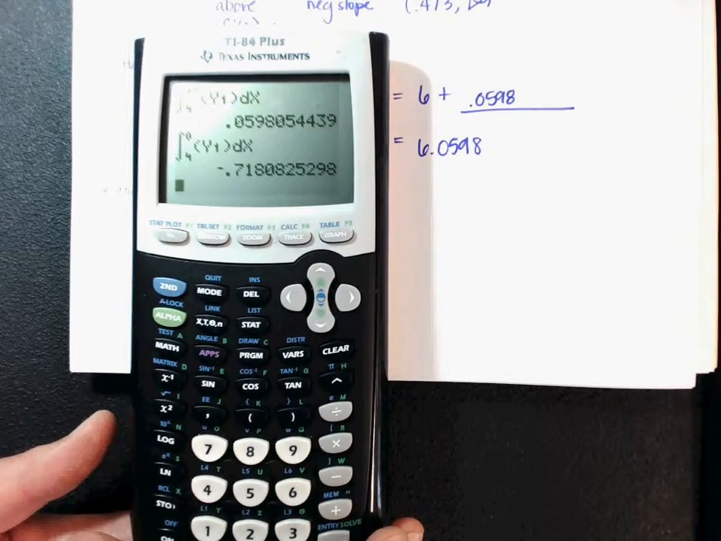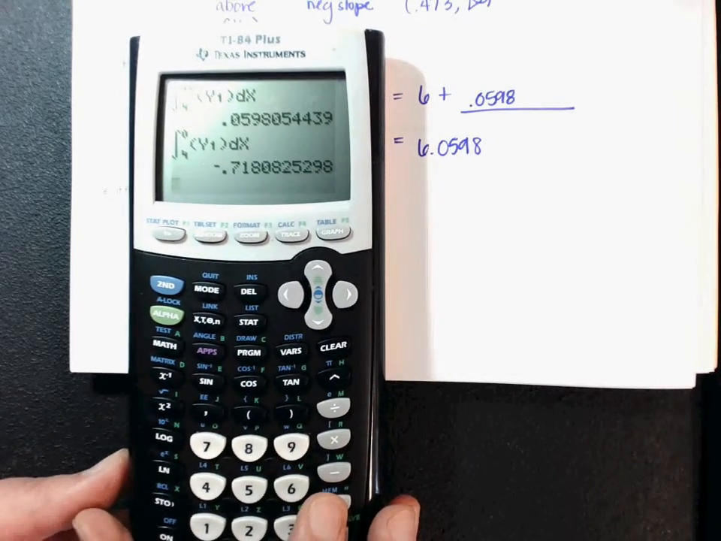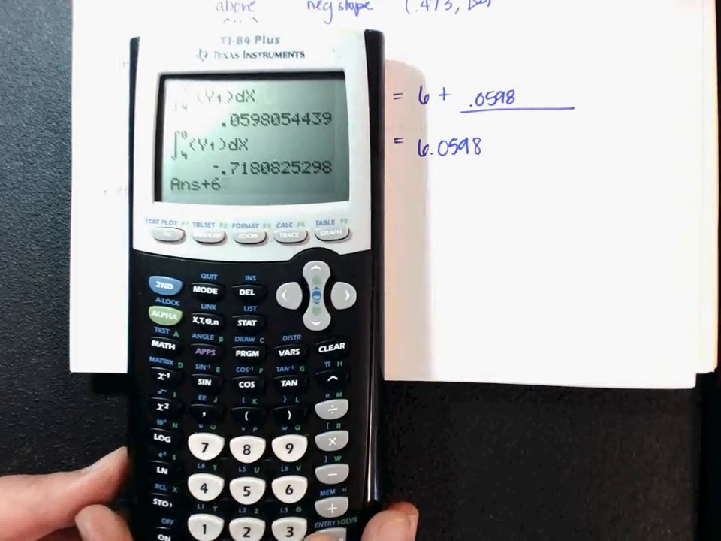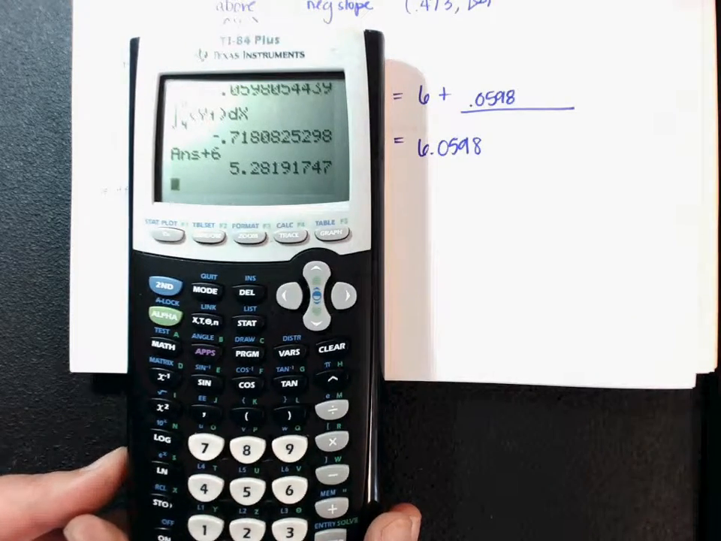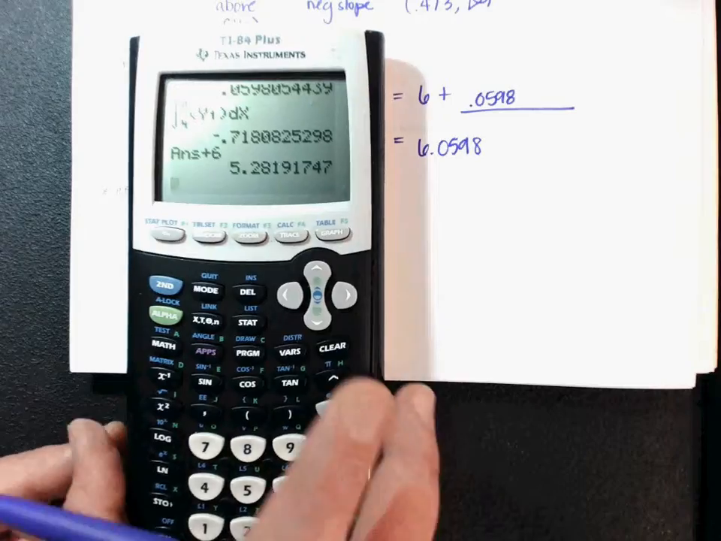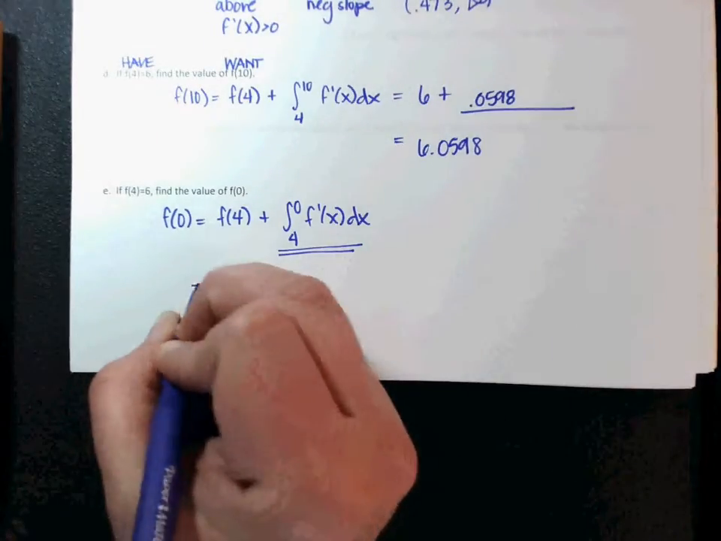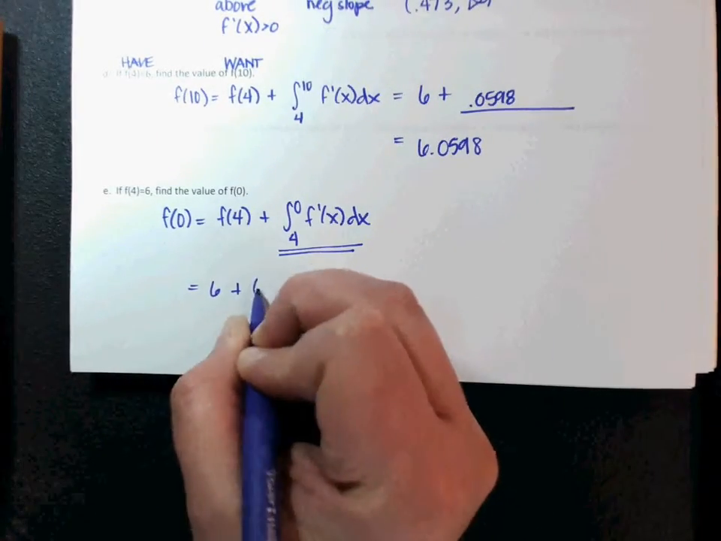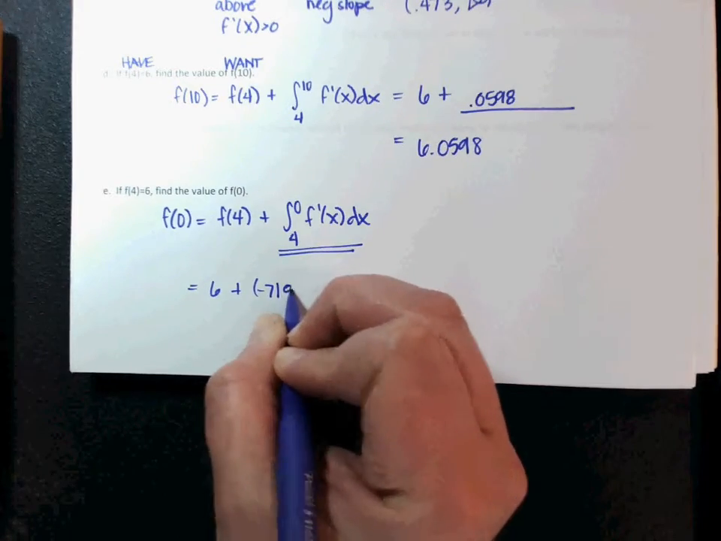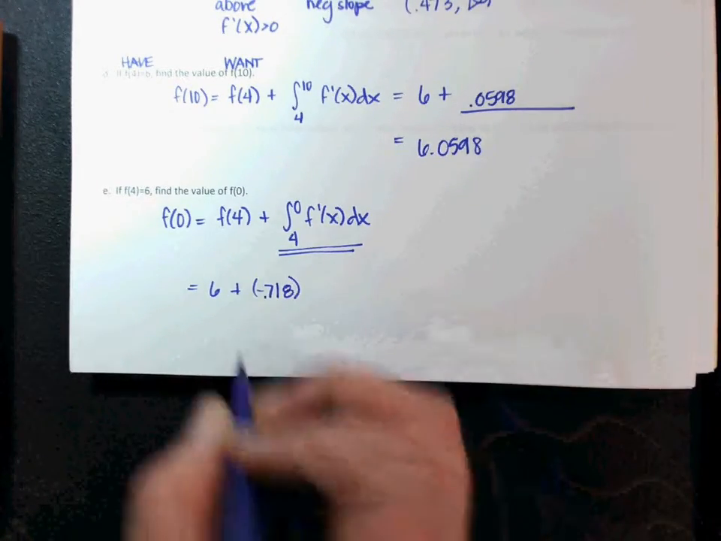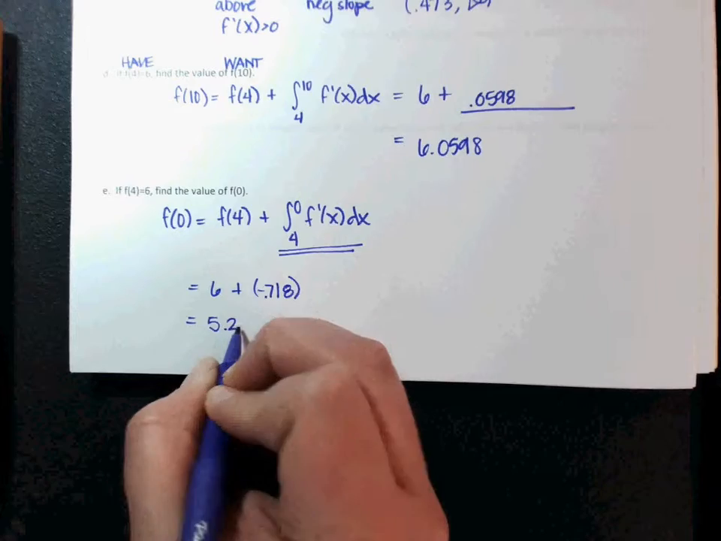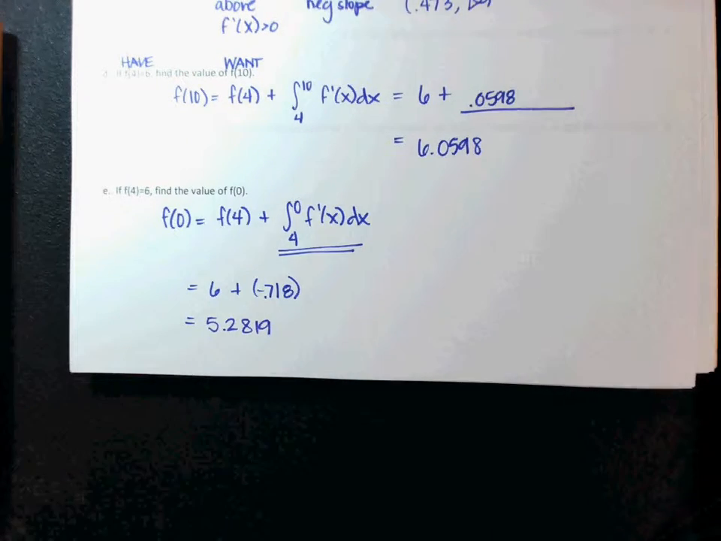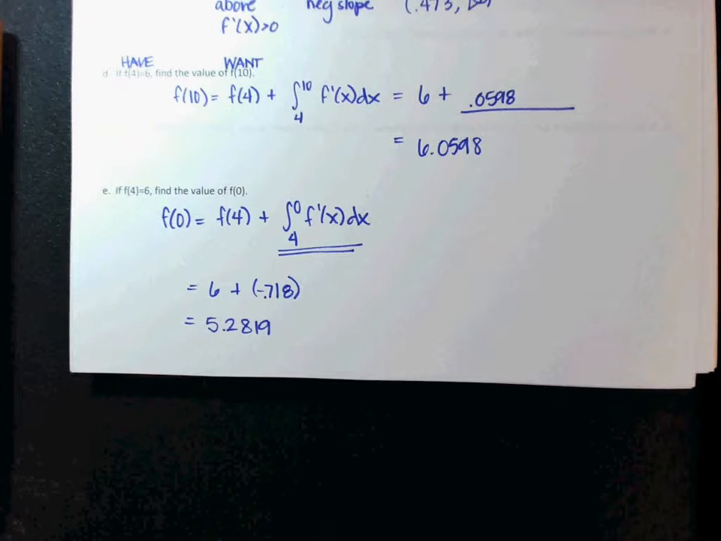Notice that it's going to know that it needs to be negative because it's backwards. Now, if I'm going to add that to 6, I need to remember that really it's going to subtract it, right? So it comes out to be 5.2819. So this would be 6 plus negative 0.718, which is 5.2819. Good. Easy. You remember these things? Good. Turn the page.